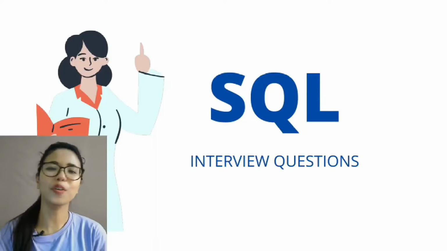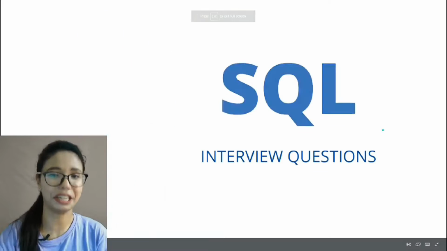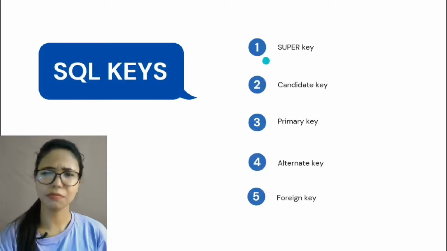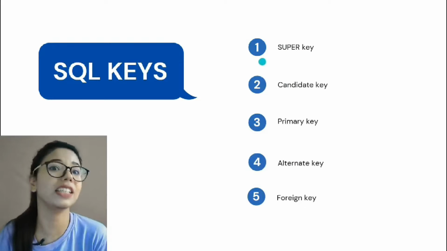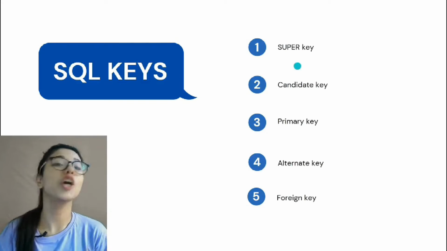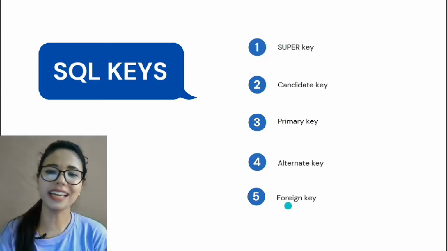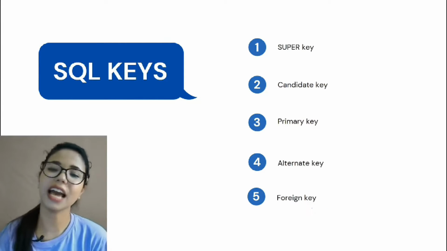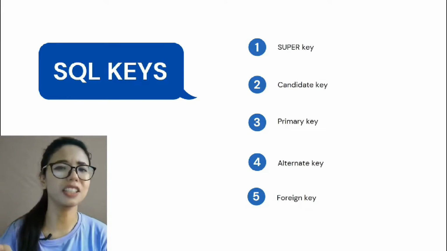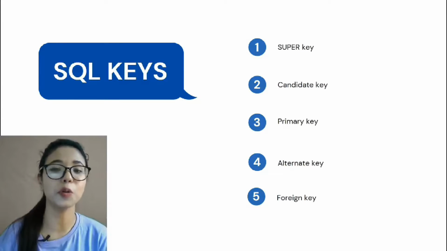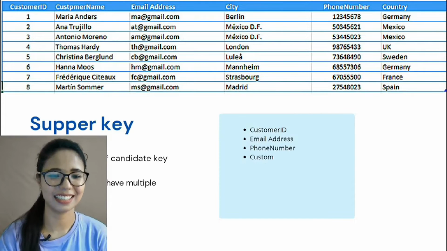In today's video, we are going to see the different types of keys in SQL or DBMS, and we'll see with one example and we'll differentiate how we can identify the key in a table. The keys I'm going to cover today are super key, candidate key, primary key, alternate key, and foreign key. And trust me, by seeing this video, you will not get confused regarding the keys. So let's get started.